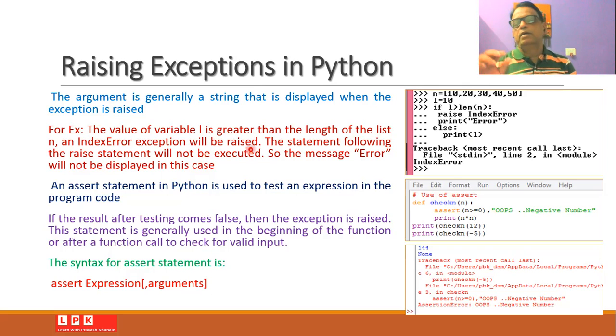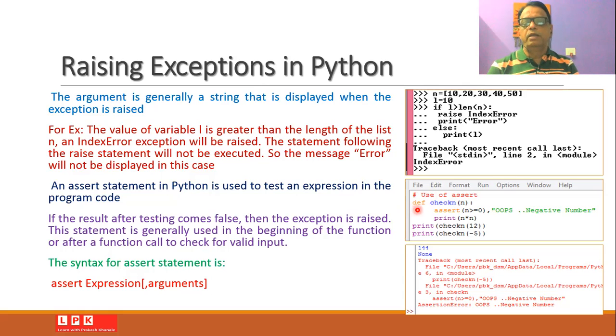So this is an exception which is being created by the programmer. The statement following the raise statement will not be executed, and therefore the error message will not be displayed in this case. There is another statement that can also be used for raising an exception, and that is called an assert statement in Python. So we can also make use of the assert statement.